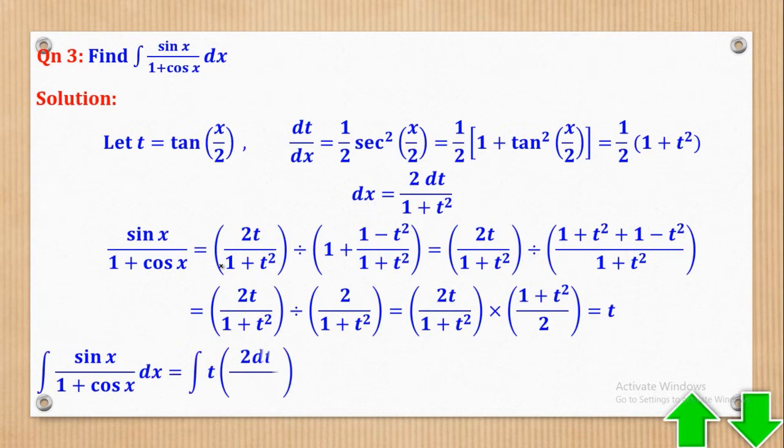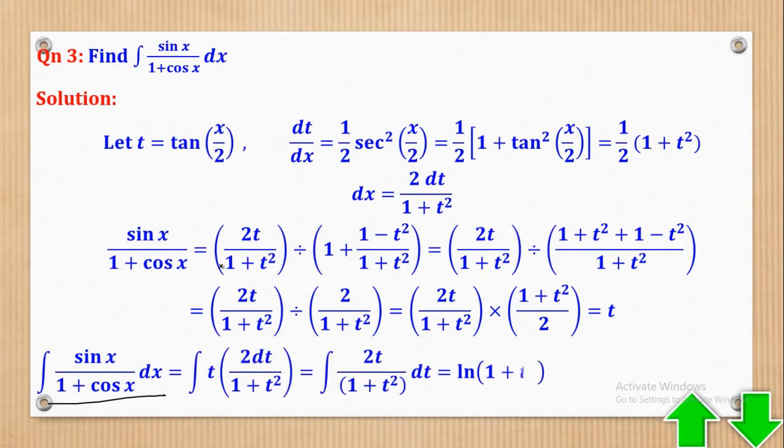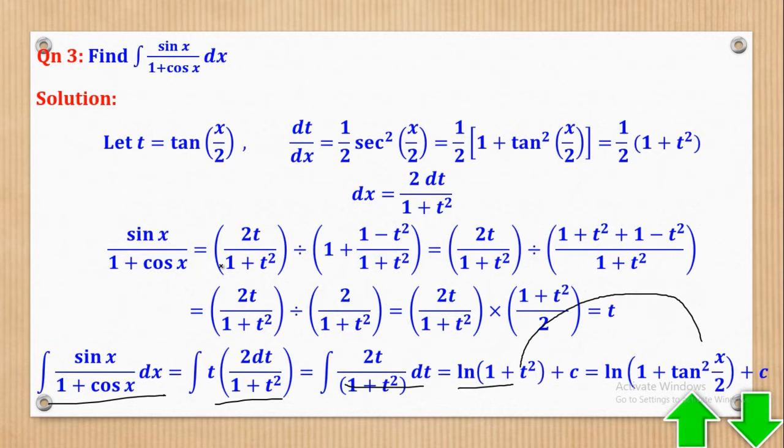Therefore, you come and say that integrating this is the same as this. And integrating this will give you this, ln in brackets 1 plus t squared. I think you remember that method under further integration. But remember, you're the ones who are introducing the t, so this one will be replaced by tan squared x over 2.